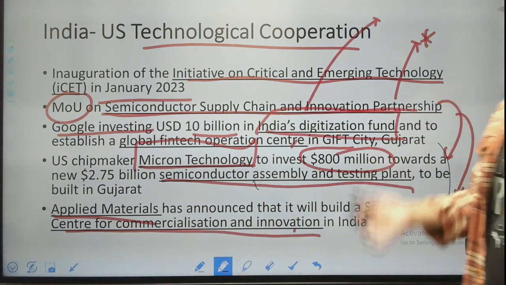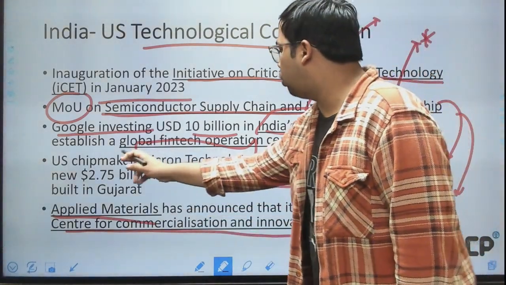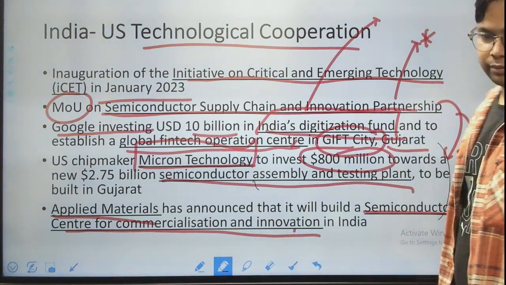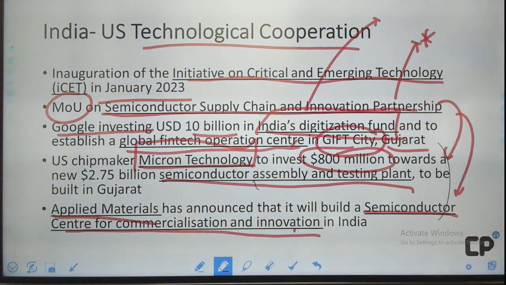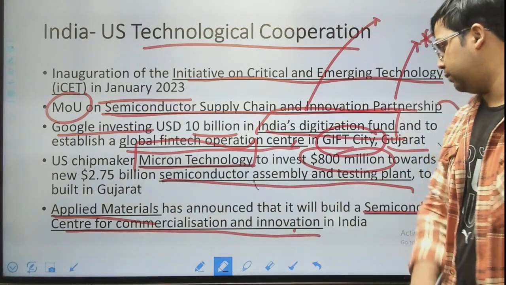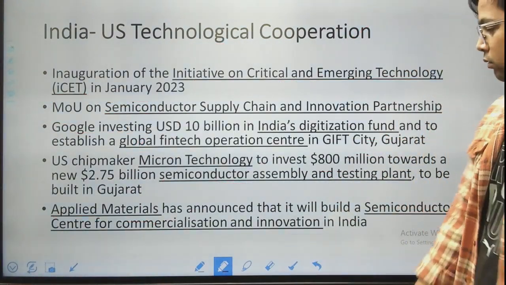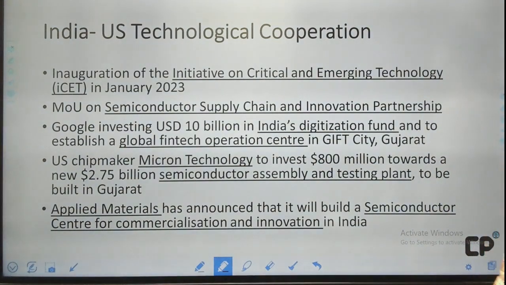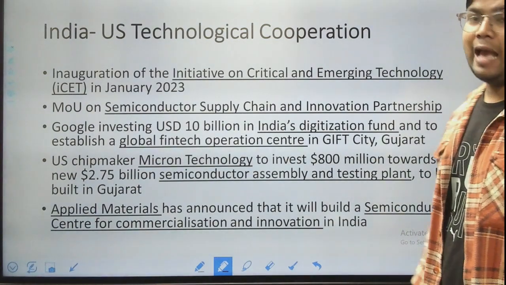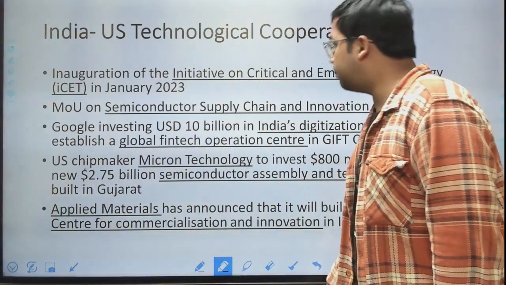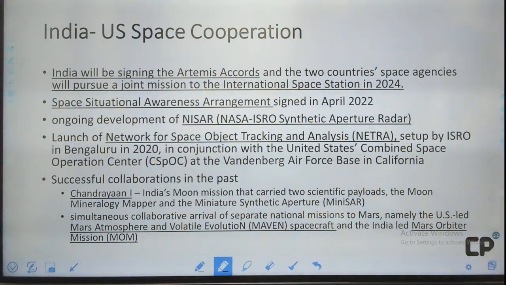Moreover, they have also announced that they are going to establish a global fintech operation center in the GIFT City of Gujarat. So this is also a very important development coming from Google. So these are some of the important technological cooperation agreements which India and the US reached during this visit of PM Modi. Next, moving on to space.